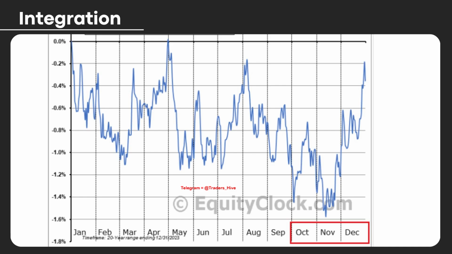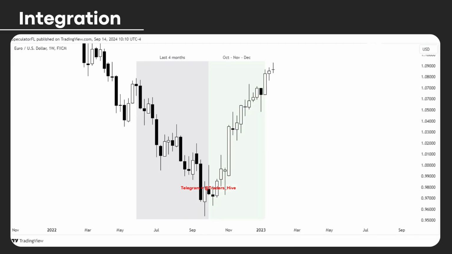Now let's see if we can combine this with quarterly shift and anticipate quarterly shifts with a great deal of accuracy. Right here we've got this Euro USD weekly chart, and you can see these two quarters. The first one, in the gray rectangle, represents the price action of Euro USD over the last 4 months, where it consistently found bearish price action and went lower, and the second one is where it had a quarterly shift to the bullish side.